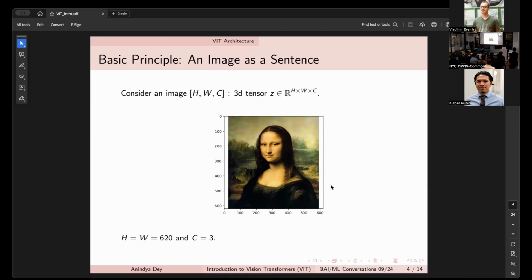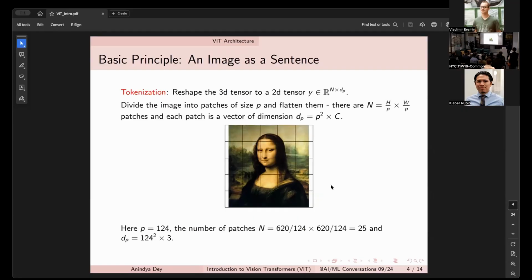Okay. So how can I think of this image as a sentence? The first step would be tokenization. So I'll reshape the 3D tensor into a 2D tensor. How can I do that? I take the picture and chop it into patches of size p. You can also do rectangular patching, but let's say they are all squares, p by p patches. If I choose a patch size p, then the total number of such patches would be h divided by p times w divided by p. And each patch will have a total dimension of p squared times c.